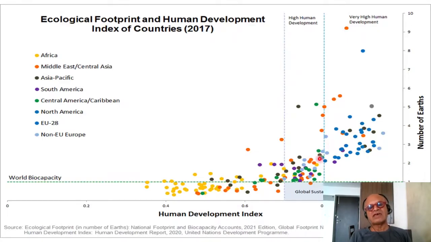So this gives you an index that if you wanted to move the poorer countries of Africa into a high human development index, sustainable development would require that we remain resource bound and try to stay within one Earth and not go up this scale of consumption where we are essentially going beyond the biocapacity of our planet.